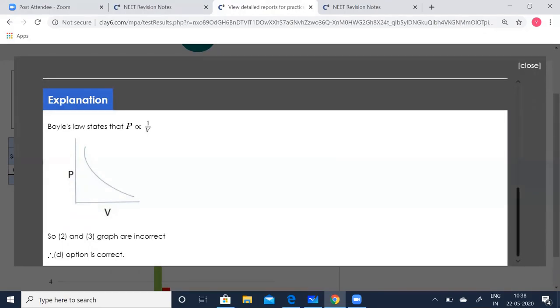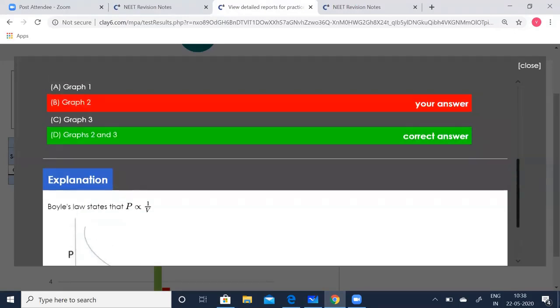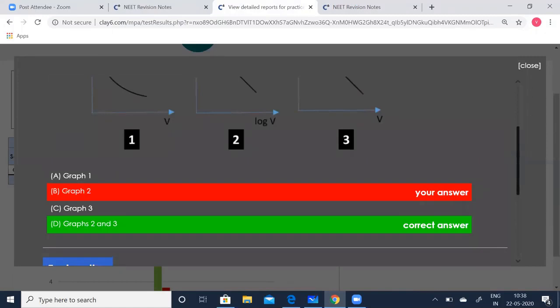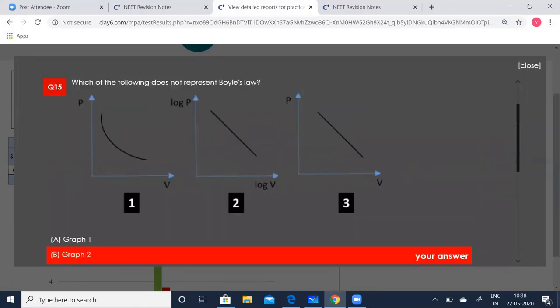This should be the correct option. D should have been, so both 2 and 3 graphs. When we take the logarithmic curve, it is not going to be the same. You can see the graph again. 2 and 3 should have been the correct option. Both represent it. This is now varying. That is not the correct option.